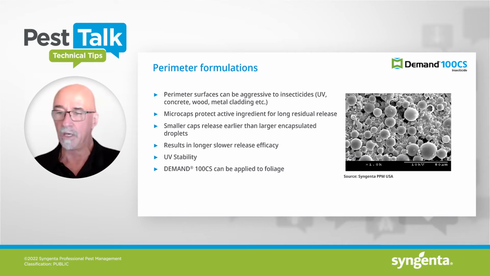The bigger molecules with more ICAP technology crack 2 to 3 weeks later. So we're getting this longevity. So this is what pushes out the SP and lambda-cyhalothrin in demand 100 CS really full and further. So the smaller caps release earlier and the larger encapsulated droplets results in a longer, slower release, gives better UV stability. And again, as we said, 100 CS can be applied to foliage. It doesn't give that phytotoxic burn, which some people are worried about their plants.